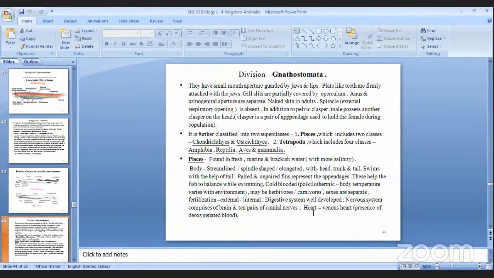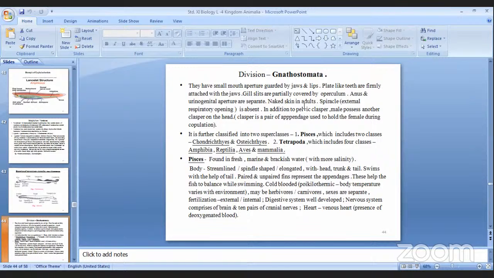Next, gnathostomata. Here they have a small mouth aperture guarded by jaws. In agnatha, what we saw was without jaws, and a circular mouth was there, isn't it? Now in gnathostomata, they have the aperture guarded by the jaws and lips. Plate-like teeth are firmly attached to the jaws. Gill slits are partially covered by operculum. We saw that gill slits were without operculum, but here they are covered with operculum, right? Anus and urinogenital aperture are separate.